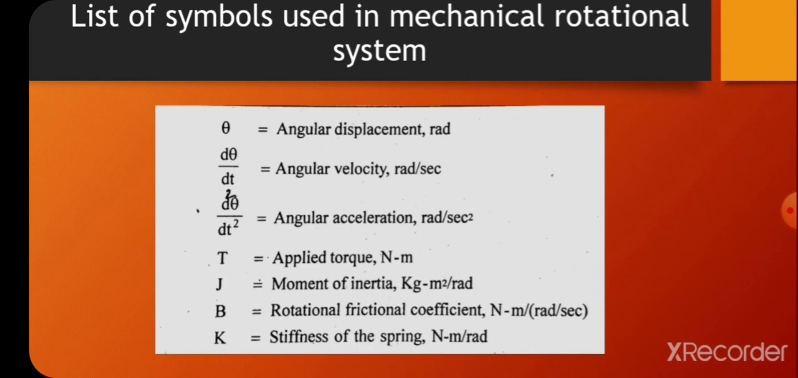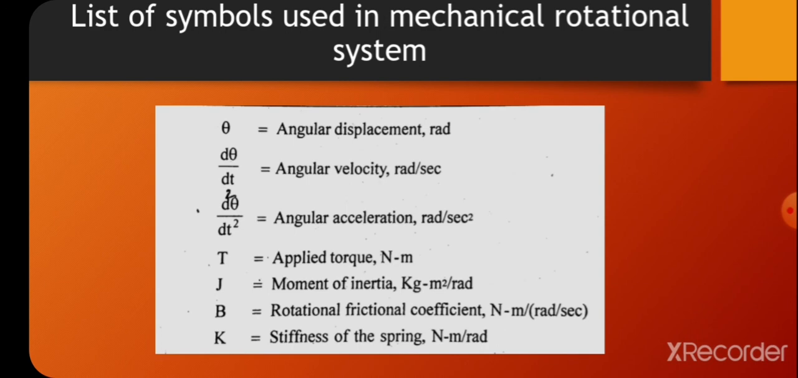Next is torque, that is applied torque, that is represented by capital letter T and its unit is Newton meter. And next is capital J, that is moment of inertia and its unit is kilogram meter square per radian. And next is B, that is rotational frictional coefficient, its unit is Newton meter per radian per second. And next is K, that is stiffness of the spring whose unit is Newton meter per radian. So this is the list of symbols used in mechanical rotational system, that is theta, d theta by dt, d square theta by dt square, capital T, capital J, capital B and capital K. So 7 symbols are used here.